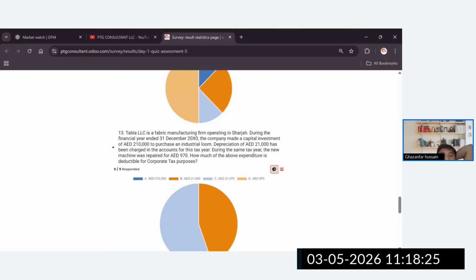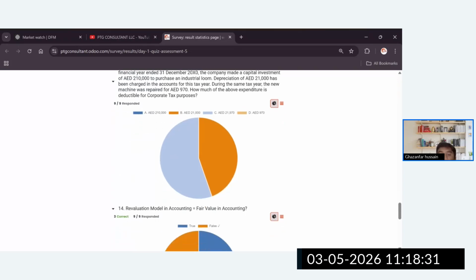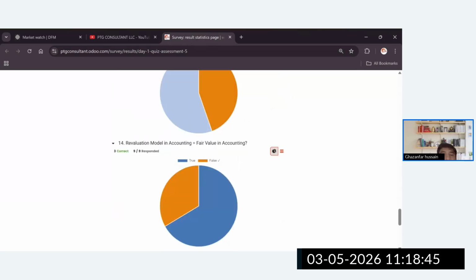Talabat, okay. Again, how much is the answer over here? People on the sea. Revenue model in accounting equal to fair value in accounting. Okay, the majority gave the true answer over here.